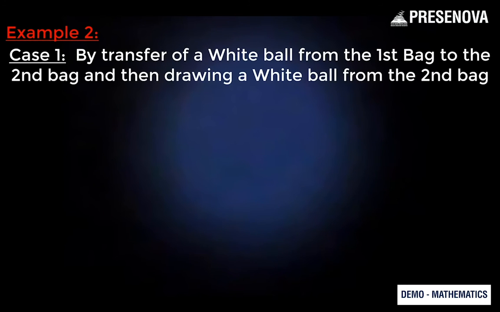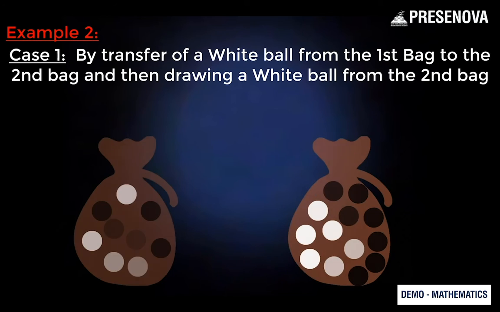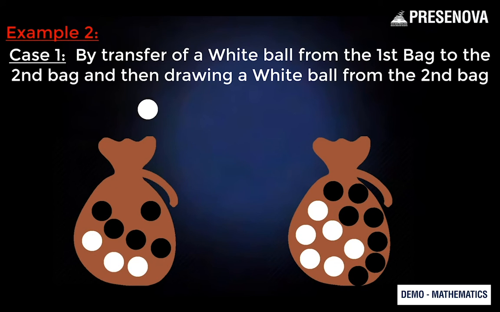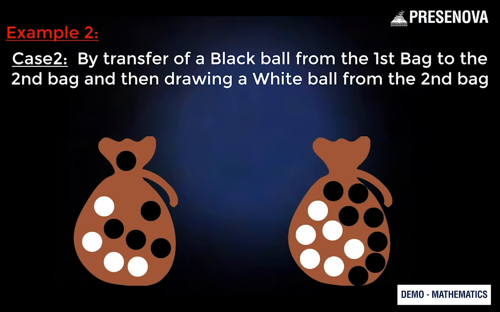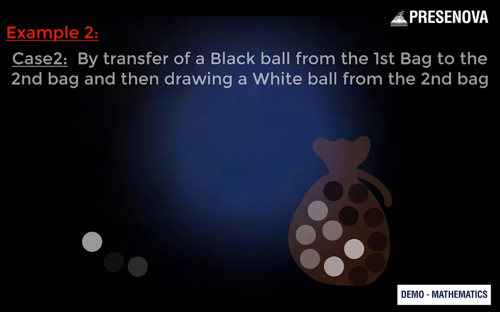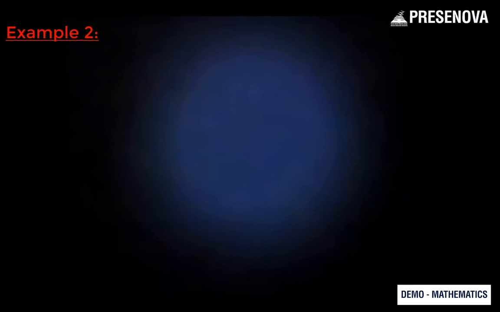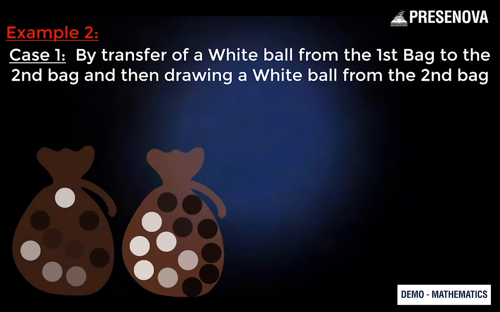The first way is by transferring a white ball from the first bag to the second bag and then drawing a white ball from the second bag. The second way is to transfer a black ball from the first bag to the second bag and then draw a white ball from the second bag. Now let us look at case 1.